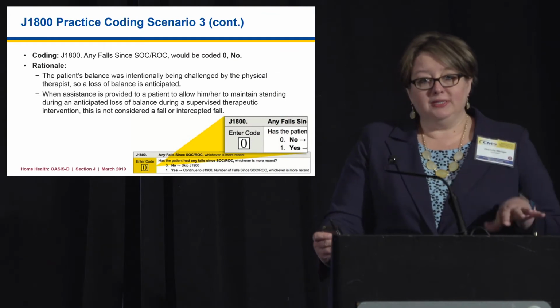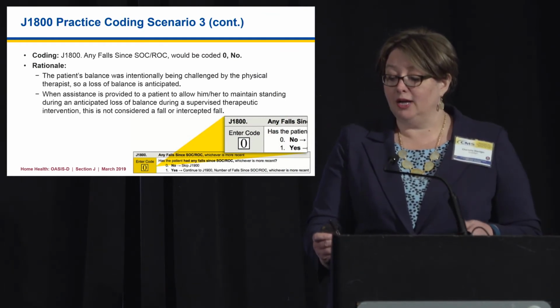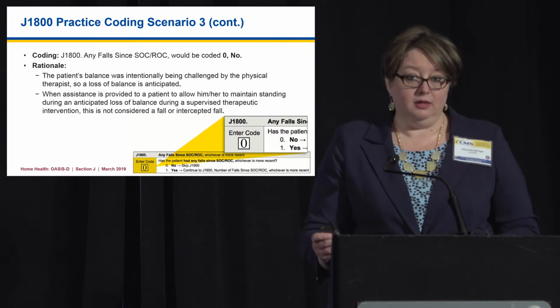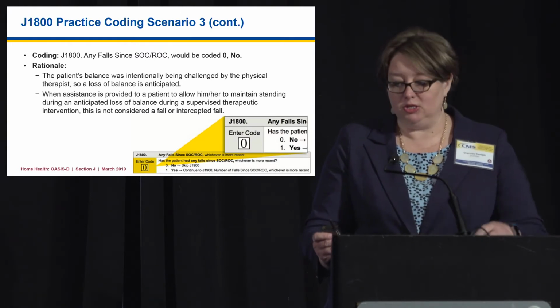So there's a couple pieces to this rationale. Number one, the patient's balance was intentionally being challenged by the physical therapist, and a loss of balance was anticipated, okay? We knew that that patient could have fallen, right, through that intervention.